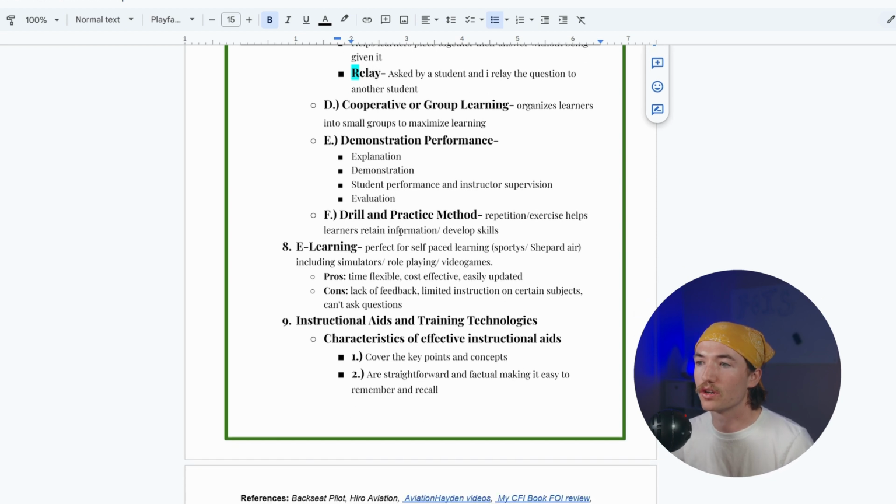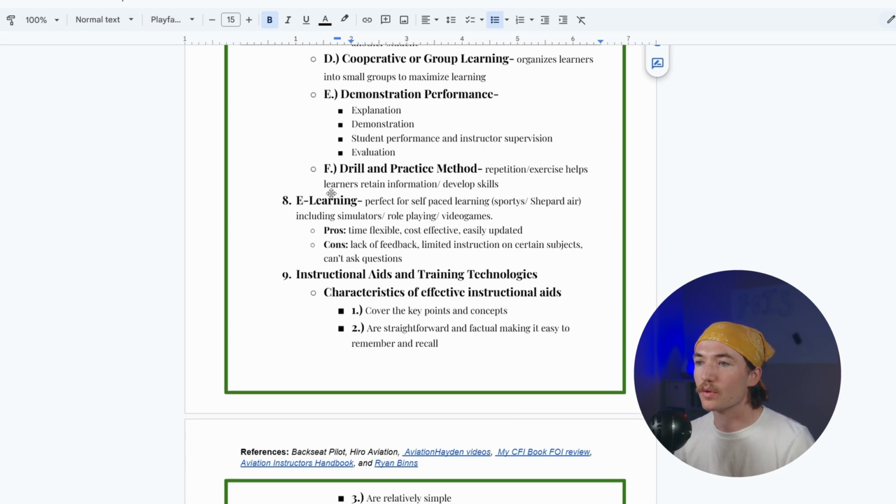The F is going to be drill and practice method. Repetition, exercise helps learners retain information and develop skills. Just like if you don't use it, you lose it kind of deal. And then G, we have e-learning. This is perfect for self-paced learning. So Sporty's, Sheppard Air, Gold Seal, Pilot Institute, Flight Insight. Like literally there's so many. Hopefully my channel could be e-learning one day.